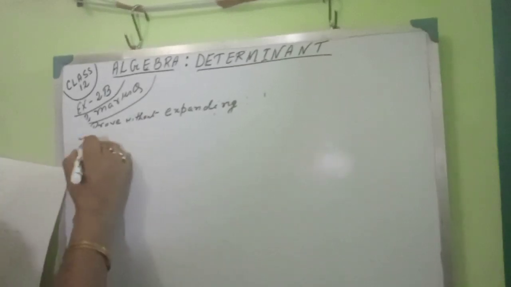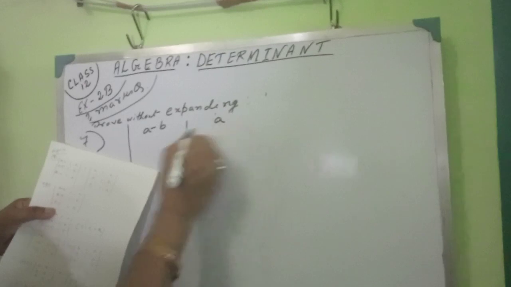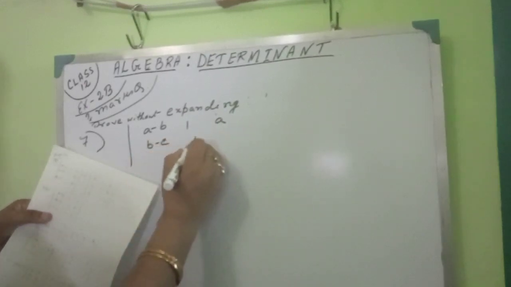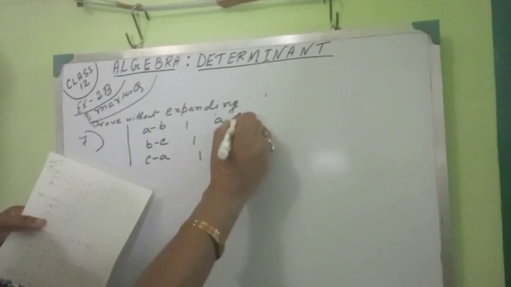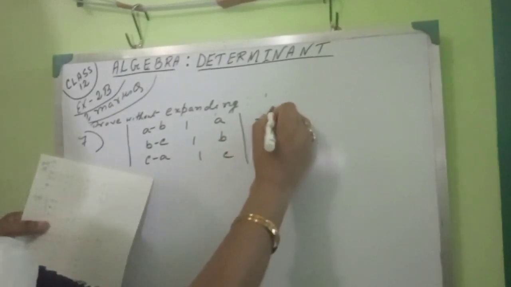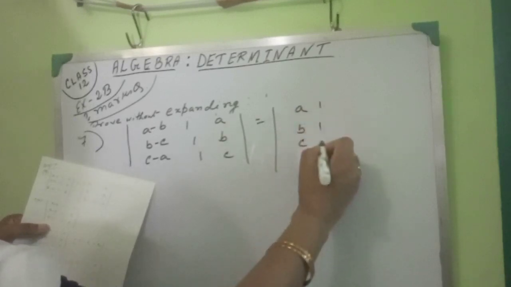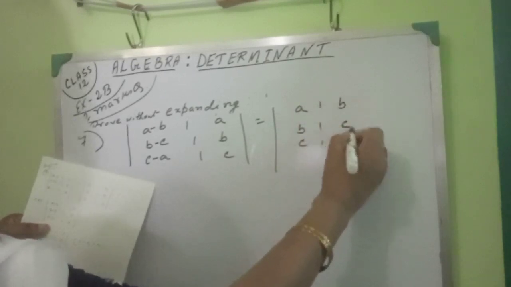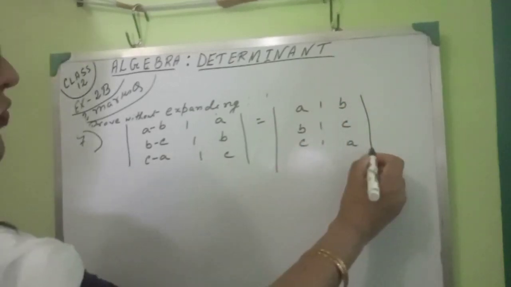Okay, next sum number 7. A minus B, 1, A; B minus C, 1, B; C minus A, 1, C. This is equal to, we have to prove, A, B, C, 1, 1, 1, B, C, A. This only we have to prove.